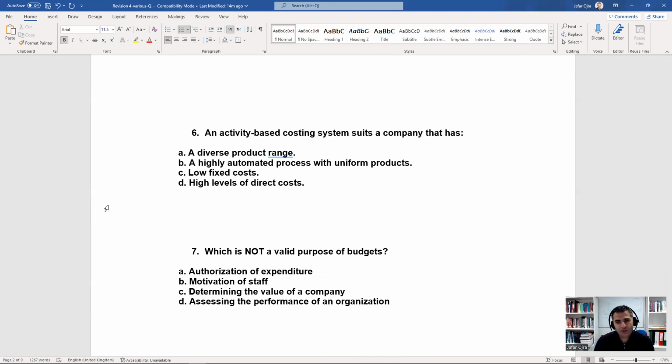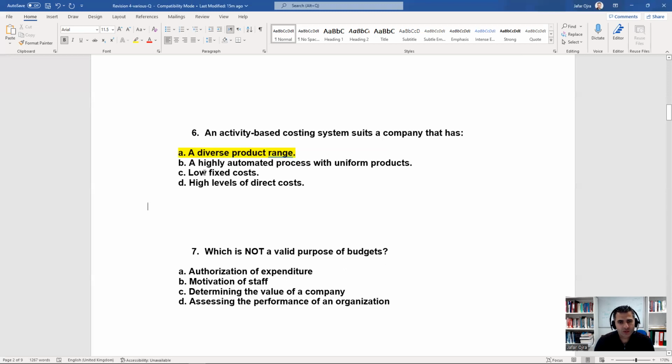So mainly the company uses ABC for 2 reasons: when they have diverse product range, and also when they have high fixed cost. So yeah, ABC suits complex organizations with diverse product range, particularly if some products have high volumes and other low volumes. So we talk about high fixed cost and diverse product range. So basically, the best one we could see is A, I think. Yeah, that's A. A diverse product range.